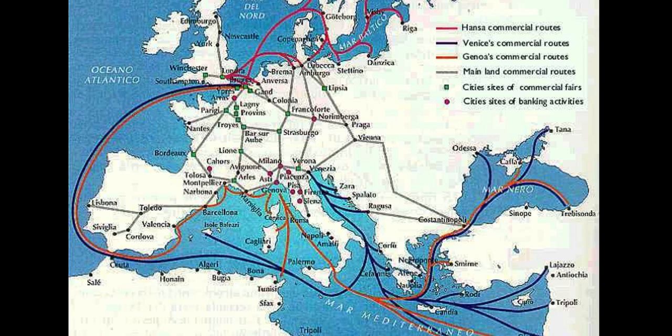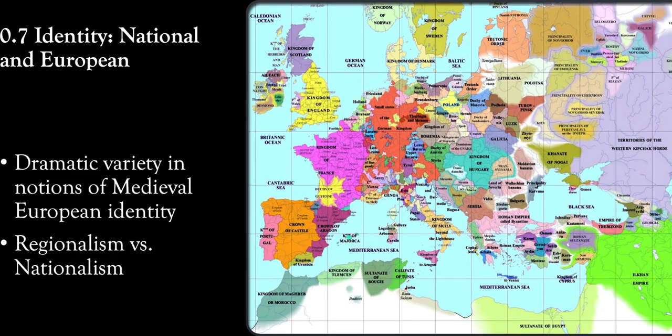But there's also some trading taking place overland, especially in Western Europe and even in Northern Europe. So a good example of the various trade routes that are starting to develop, which represent the revival of economic activity in the High Middle Ages.